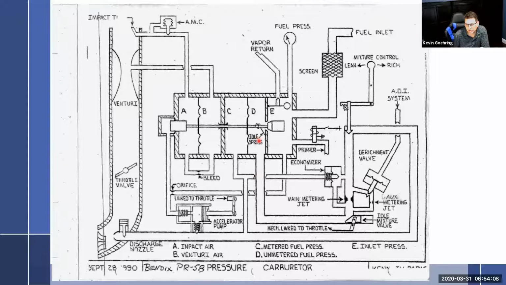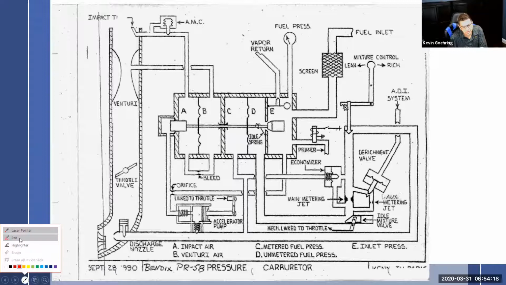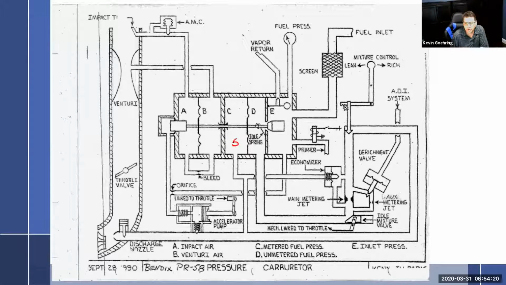Fuel comes into C, back through all of this around over here, up into here. So the fuel pressure in C is always going to be constant. So that is always going to be at, we're going to say, 5 PSI. Why? Because this is 5, and this is 5, and this is 5, and this is 5, and this is 5, and it's going to be 5 over here, and it's going to be 5 all the way to right there.